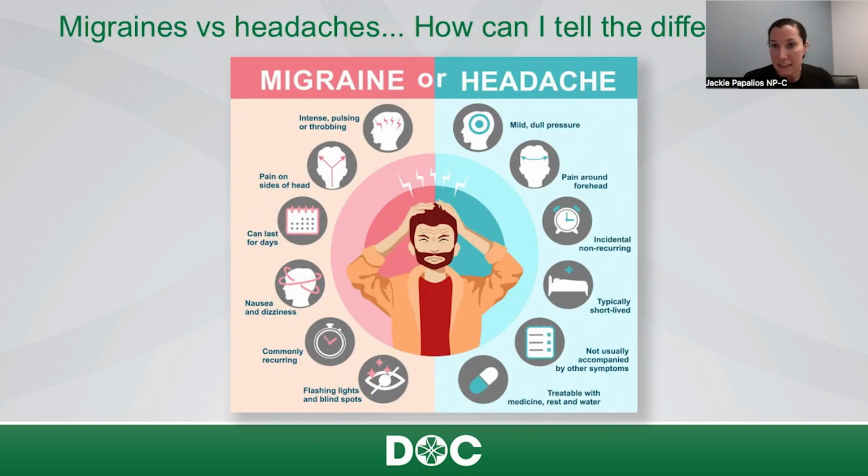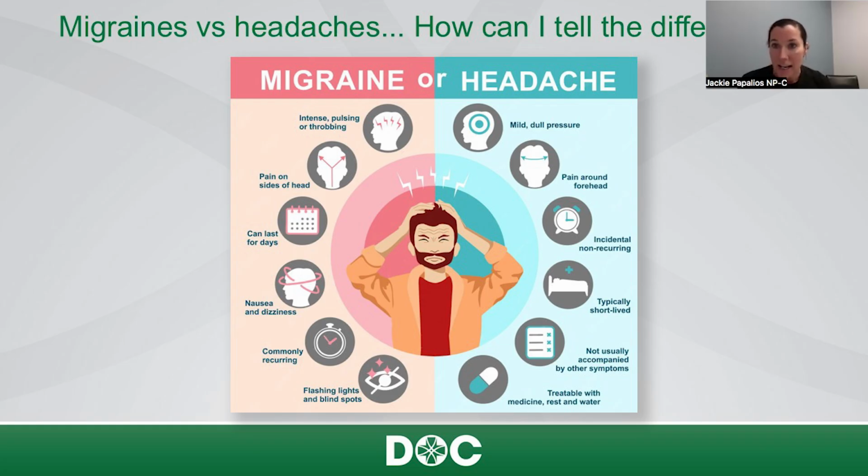I like this slide because it helps us to differentiate what a migraine looks like versus a headache. So on the right, we have the symptoms of a headache. These are generally more mild, can be just a dull pressure-like sensation. It might wrap around the forehead. Some people even experience a squeezing pain in the back of the head. Those are more tension type headaches. They're typically incidental and they don't recur often. And they usually don't last very long, and they're pretty easy to treat with just rest and over-the-counter medications.